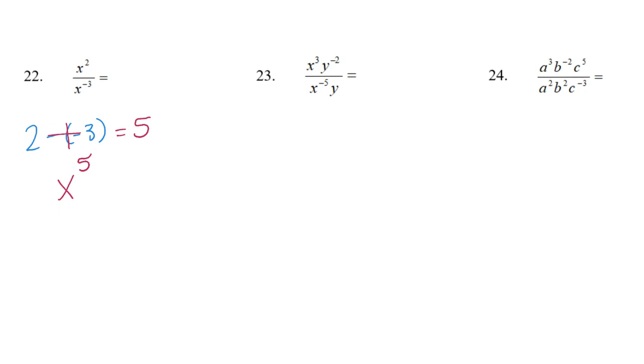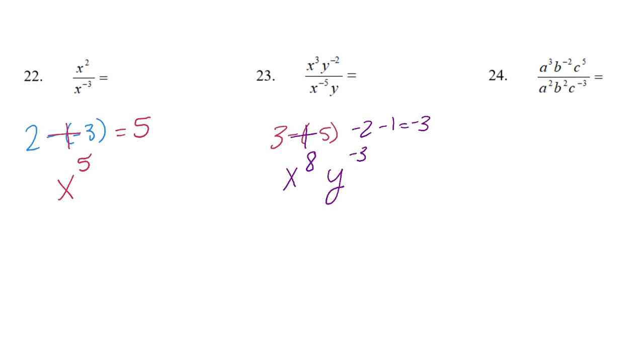All right, number 23, same thing. We need to do 3 minus negative 5, which is going to give us positive 8. So we get x to the positive 8. And then negative 2 minus 1, which gives us negative 3. So we get y to the negative 3. Well, this is that negative exponent that we can't have.